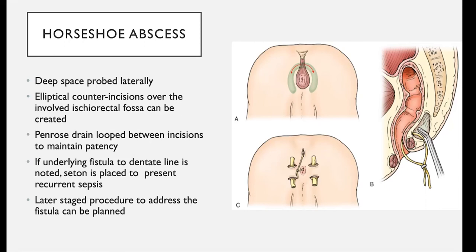The posterior aspect is also drained. And then if there is an associated fistula, a seton can be placed, which we'll talk about a little bit more in the fistula section. But the seton basically is a vessel loop usually that sits in the fistula tract and helps continue drainage and promotes fibrosis of the tract. And then typically for these horseshoe abscesses, you drain them adequately. And then if there's a fistula, we'll take them back later for repair of the fistula.